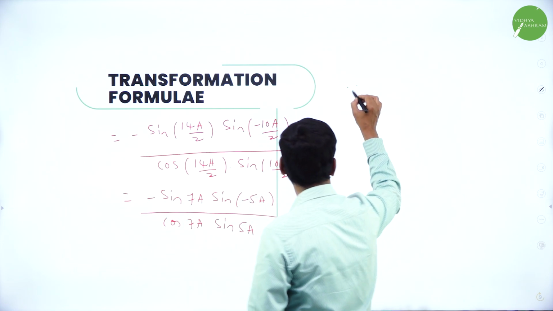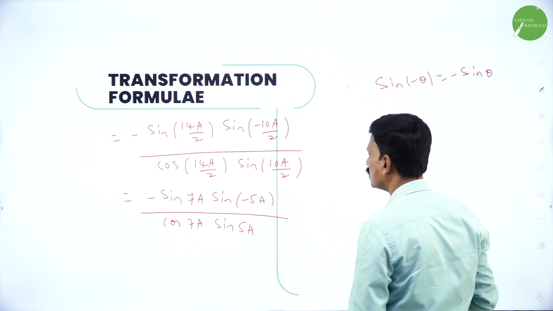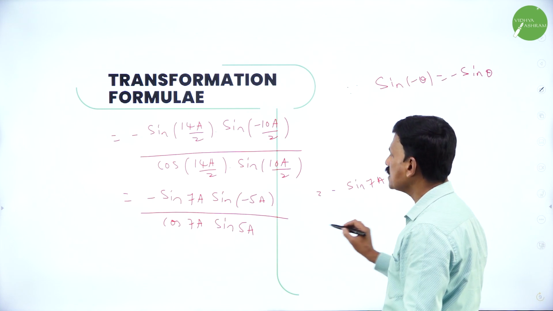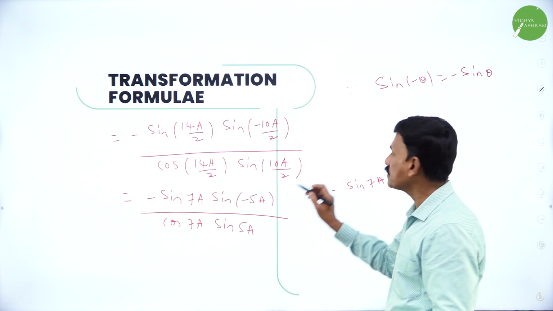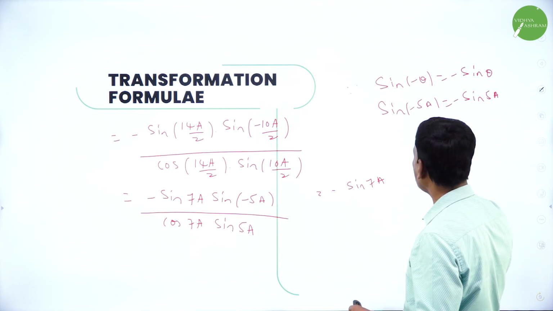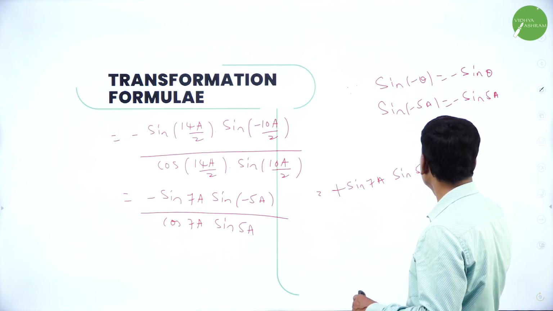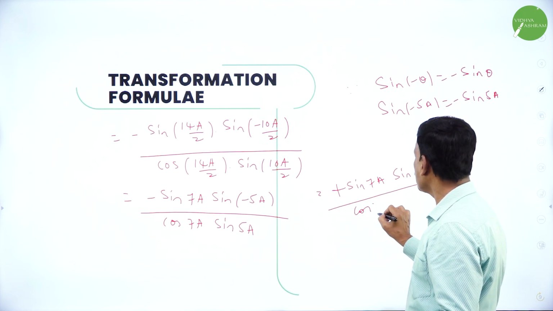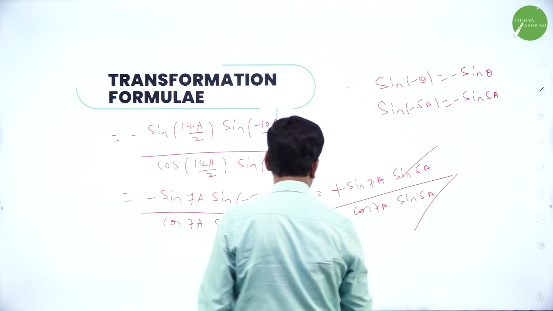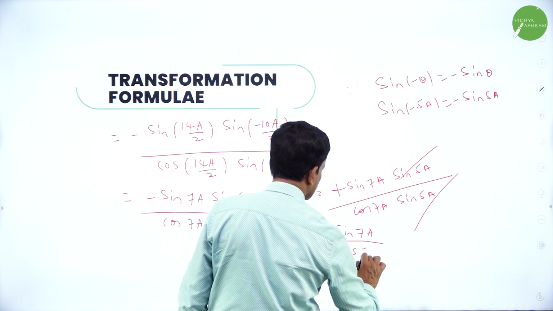Now since we know the formula, since sine of minus theta is equal to minus sine theta, substitute here. This becomes minus sine 7a as it is, minus of sine of minus 5a, which can also be written as minus sine of 5a. So minus and minus becomes plus sine 5a in the numerator, divided by, in the denominator, cos 7a into sine 5a. So sine 5a gets cancelled. What is left in the numerator is sine 7a, in the denominator cos 7a.